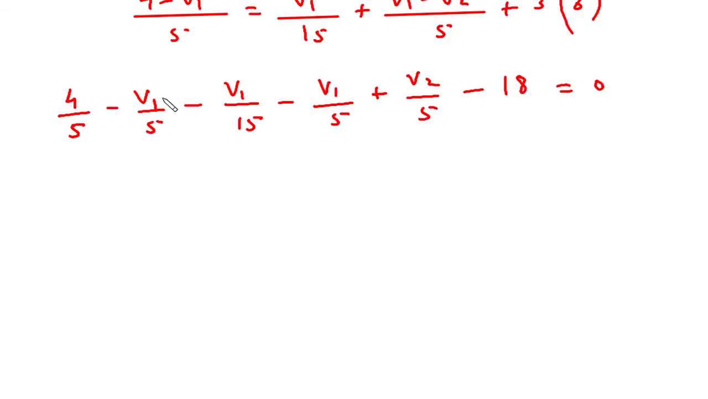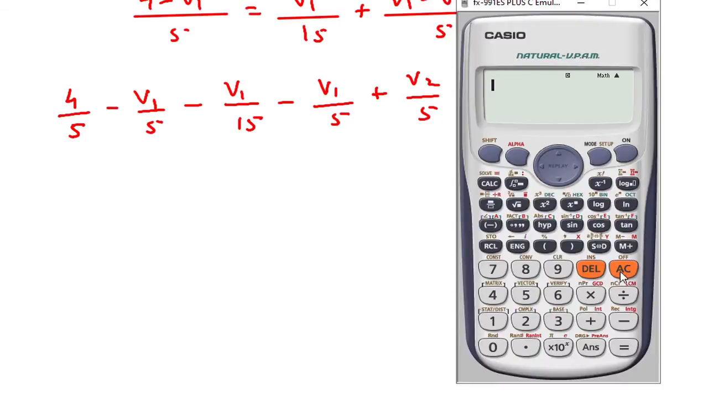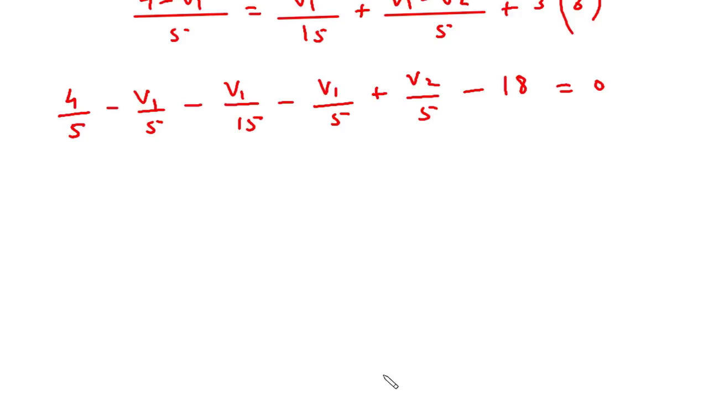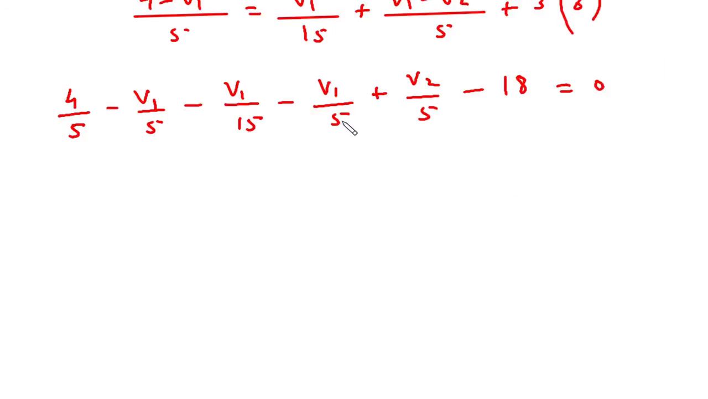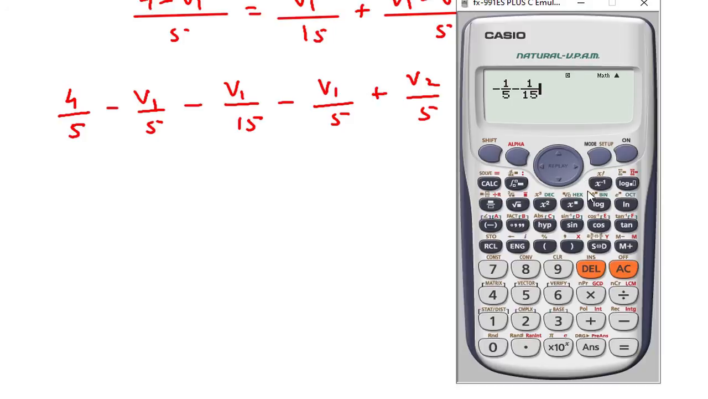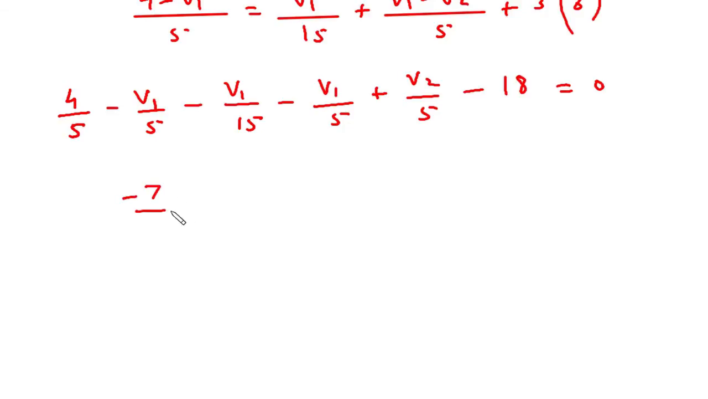Now this will be minus 1 by 5, minus 1 by 5, then minus 1 by 15, minus 1 by 5, minus 1 by 5, so this is minus 7 by 15 V1. This will be plus V2 by 5.